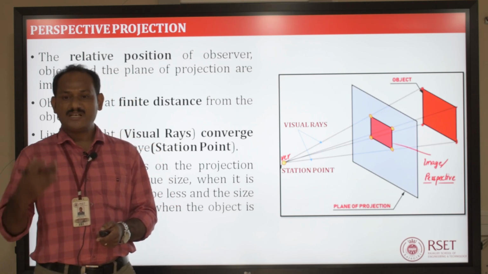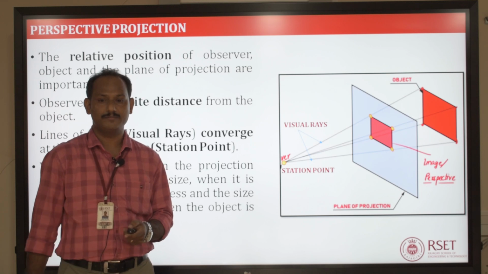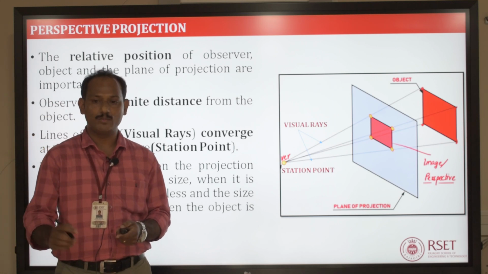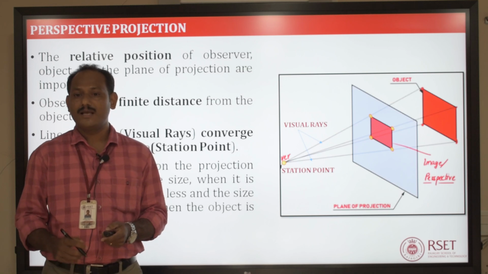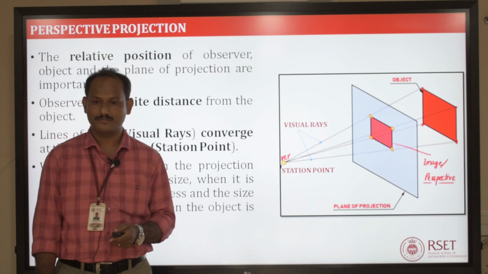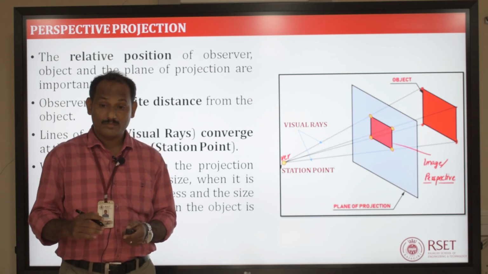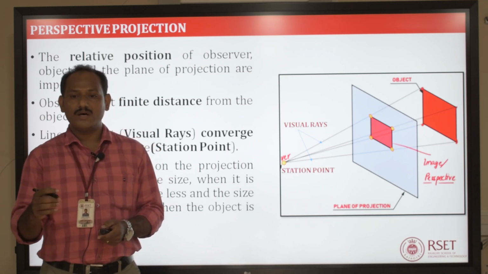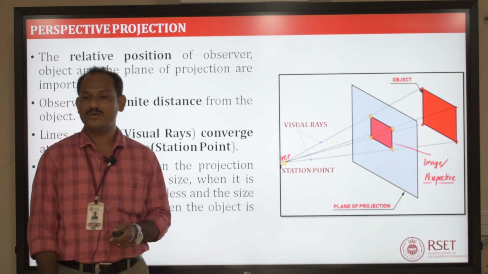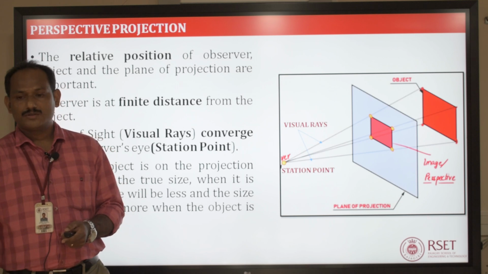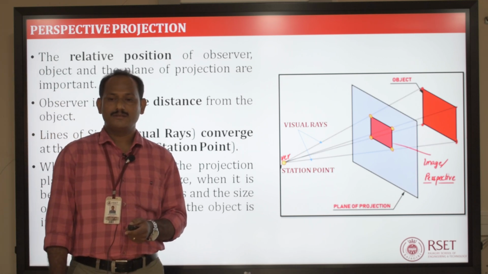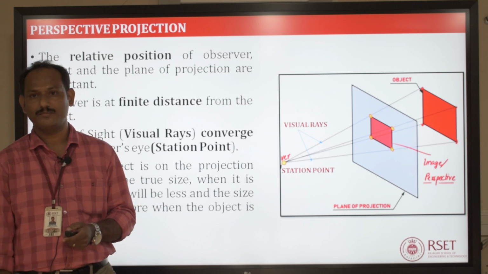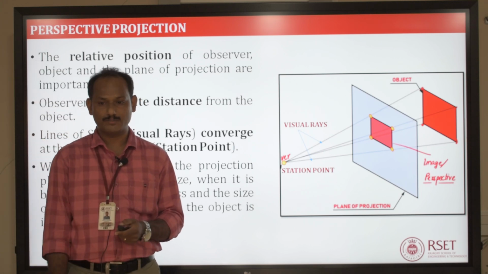But in perspective projection, the relative position of observer, object and the plane of projection are very important. The observer is at finite distance from the object. The visual rays, or we can say projectors or lines of sight, will converge at the observer's eye, which is also called a station point. So, I can see from the figure there is a projection plane, the object is placed behind the projection plane and the observer is always in front of the projection plane.